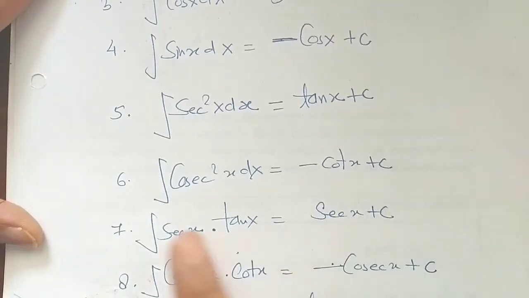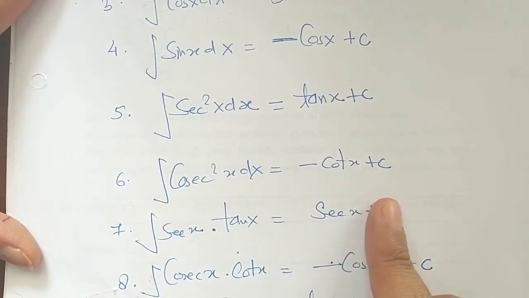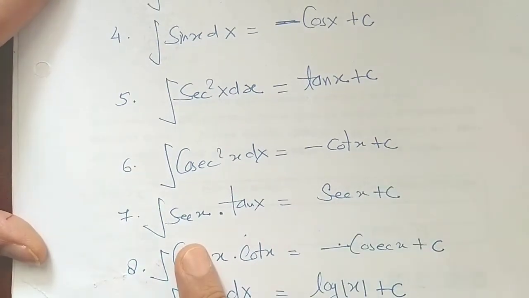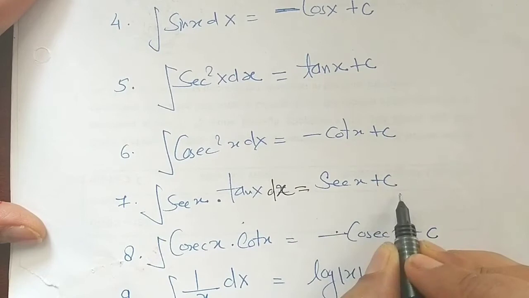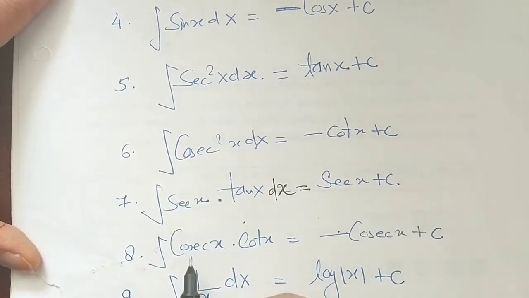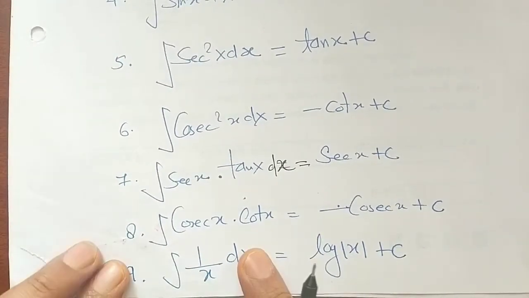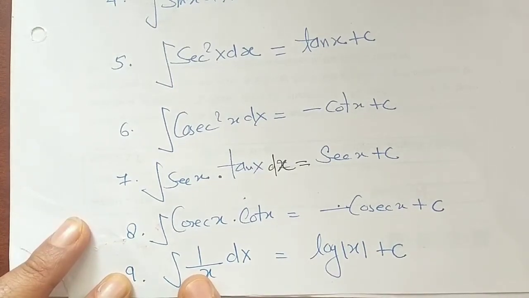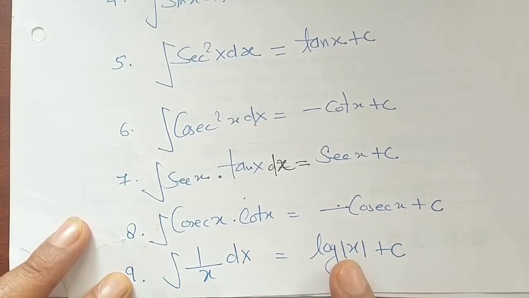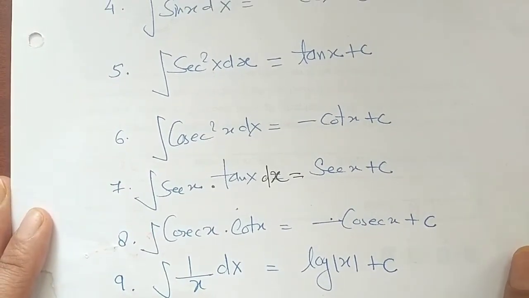Next, integration of cosec square x dx is minus cot x plus c. Then integration of sec x into tan x dx is sec x plus c. Okay. Then integration of cosec x into cot x is minus cosec x plus c. And the ninth formula is integration of 1 by x dx is equal to log of mod of x plus c. I hope you have written all the formulas, guys.